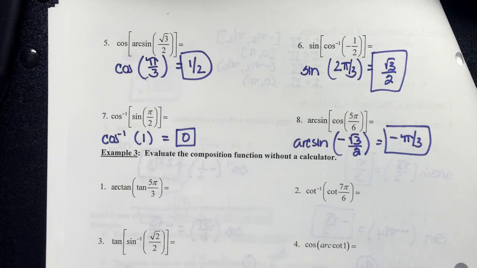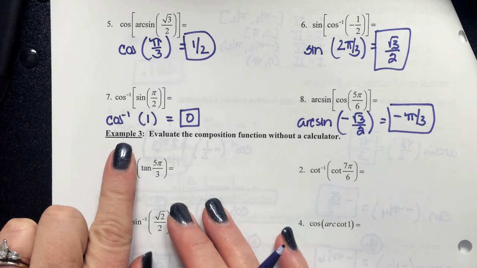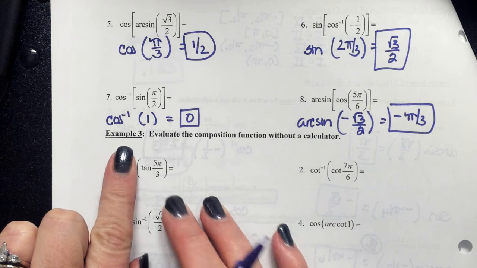Okay, like I said, if you need a copy of that unit circle in front of you, have it out in front of you. Any questions on 5 through 8 before we take a look at the tangents and the cotangents of composition? All right, let's take a look now at number 1 down here involving tangents and cotangents. So again, always still cover up what's on the outside and look on the inside.